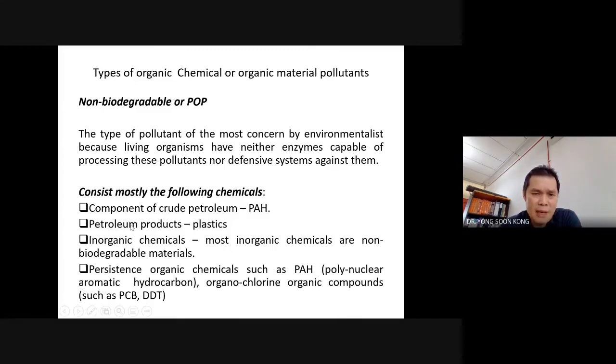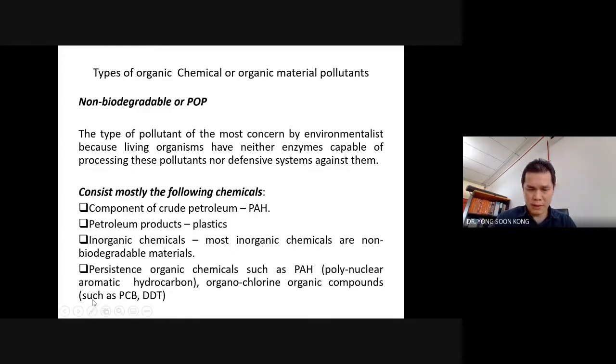And then furthermore, plastic products from petroleum as well, and inorganic chemicals. Some of these inorganic chemicals are not biodegradable. There are inorganic chemicals that I think I will show on the next slide; I cannot recall what the examples are. But I think most of the POPs are pesticides or polycyclic aromatic hydrocarbons that have a lot of hydrocarbon and a lot of benzene rings. Usually these are the ones that are difficult to be degraded by bacteria.